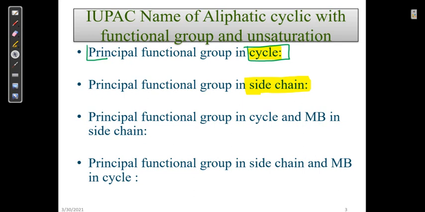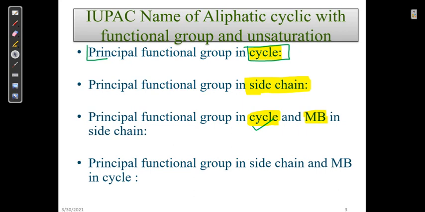If the minister is present in the ground, or the minister is present in the office and the principal sir is present in the ground, always we give the preference to the cycle, because we always give the preference to the principal.